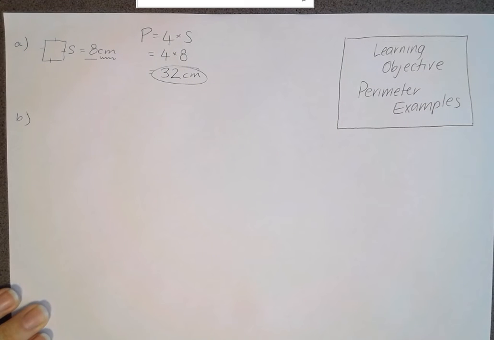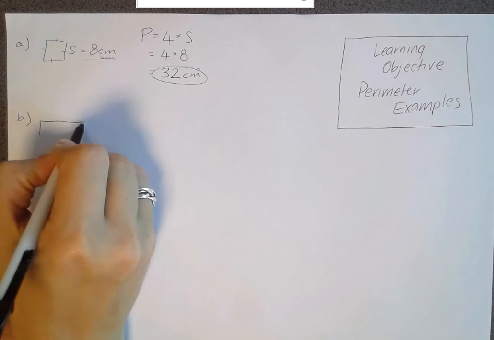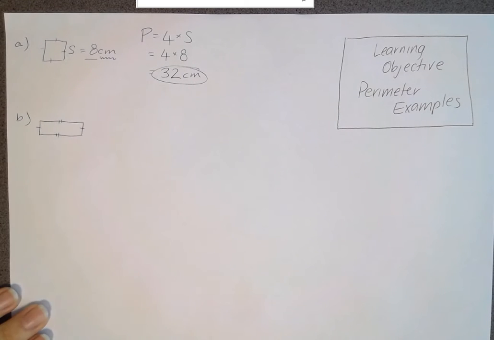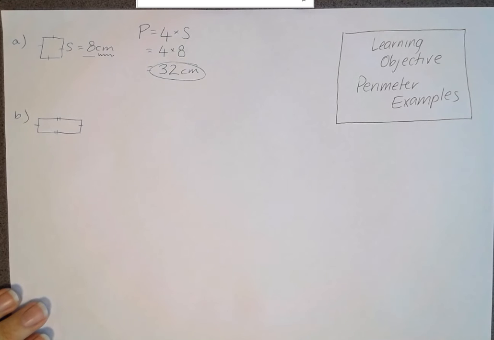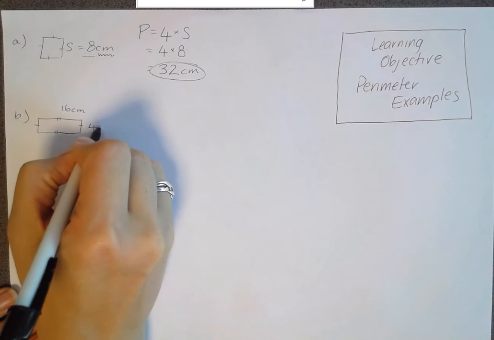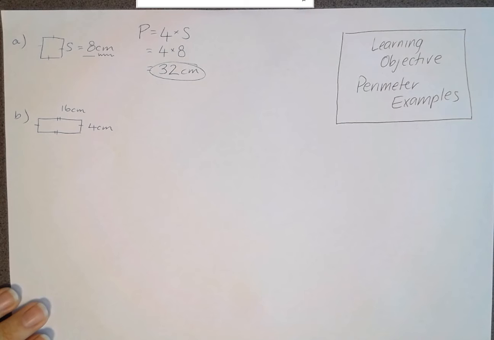Let's go with, again, nice simple shape. We've got our rectangle where each opposite side is exactly the same length. This time I'm going to say that this one is 16 centimeters and this one is 4 centimeters.